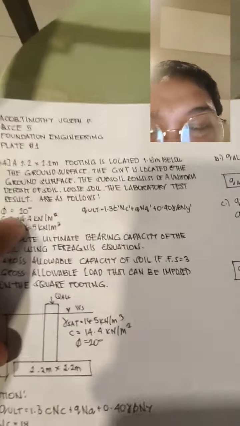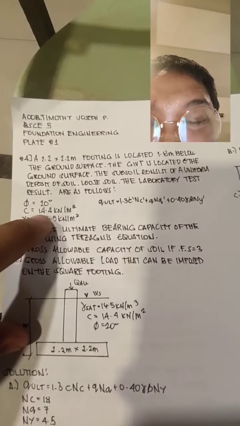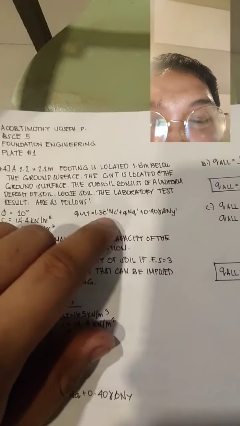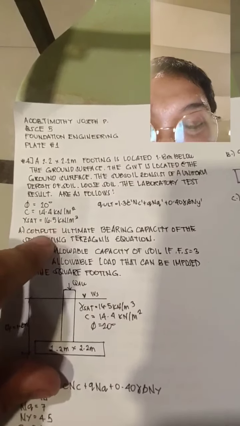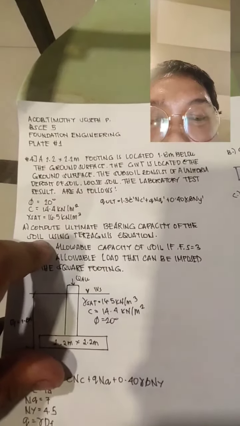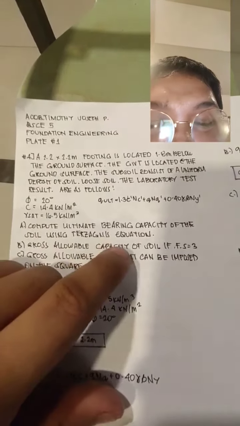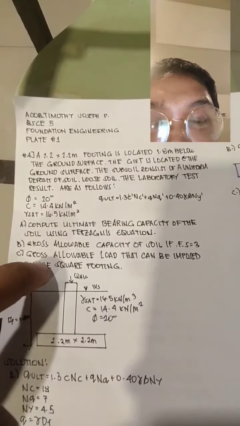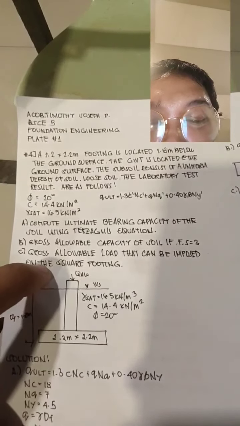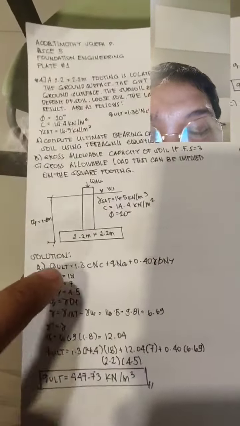Theta is 20 degrees. C or cohesion is equal to 14.4 kilonewton per square meter, and then Q ultimate is this formula. We're going to use this later. And gamma sat is 16.5 kilonewton per square meter. A, compute ultimate bearing capacity of the soil using Terzaghi's equation. B, gross allowable capacity of soil if Fs or factor of safety is equal to 3, and C, gross allowable load that can be imposed on the square footing. So here's the figure.